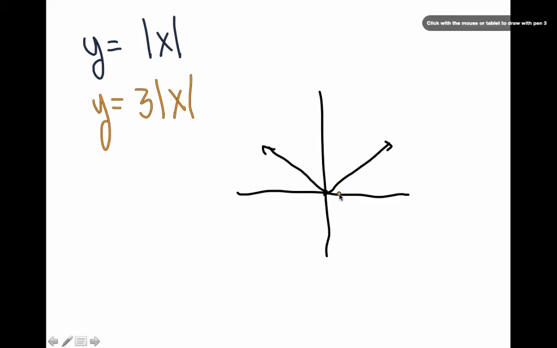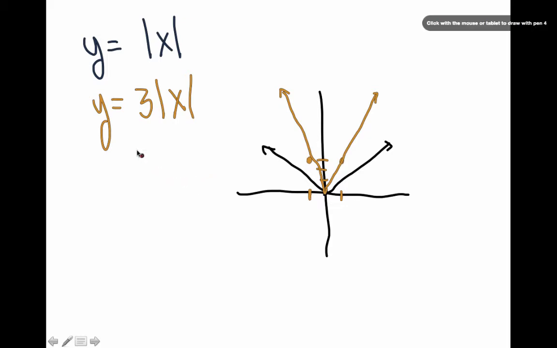But now if I plug in 1, I get the absolute value of 1 times 3, so I go up 3. And if I plug in negative 1, I get positive 3 as well. So the graph is rising quickly, more quickly than the absolute value of x by a factor of 3. So we say that this graph was vertically stretched.